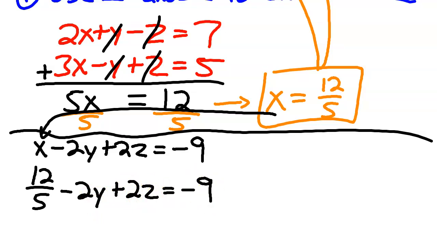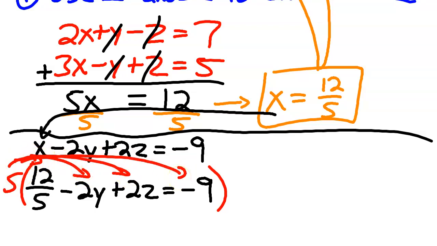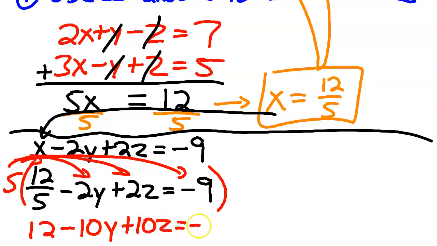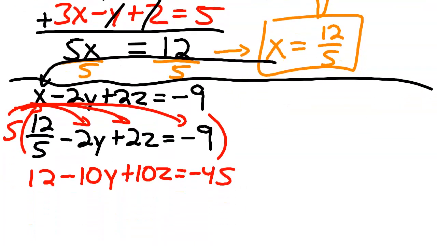Now, I'm not really wanting to do much more work here with that fraction tagging along. And so I'm going to get rid of that fraction by multiplying the common denominator to both sides, right? Which is 5. So I'll multiply 5 to both sides. When I distribute that 5 here, it'll cancel out with the 5 in the denominator, so I'll just get 12. But I have to multiply it to every other term, even though it's not a fraction, so I'll get minus 10y plus 10z equals negative 45, right? And then I can subtract the 12 to the other side, and I don't have to worry about dealing with a fraction, at least for the moment.